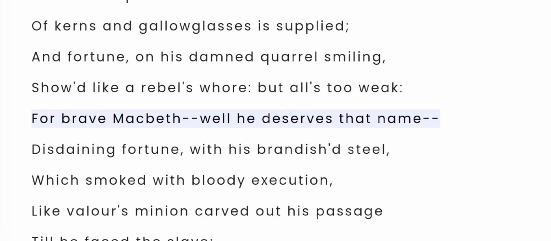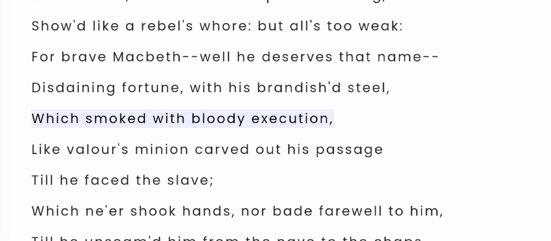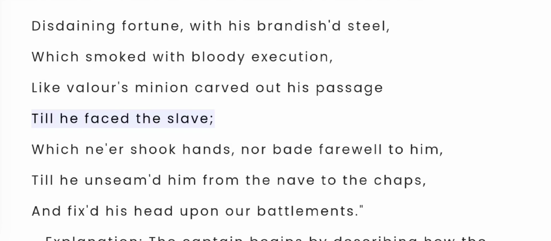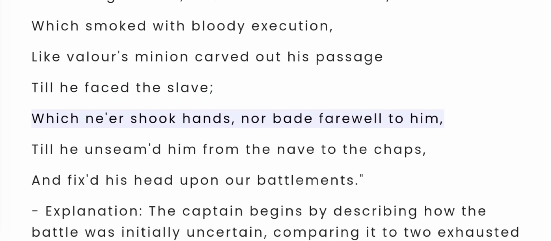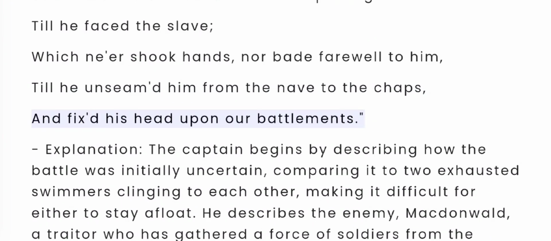too weak. For brave Macbeth, well he deserves that name, disdaining fortune with his brandished steel, which smoked with bloody execution, like valor's minion carved out his passage, till he faced the slave, which ne'er shook hands nor bade farewell to him, till he unseamed him from the nave to the chaps, and fixed his head upon our battlements.